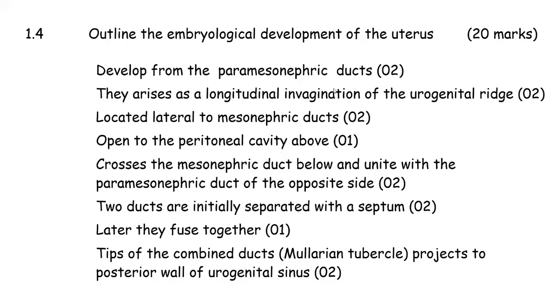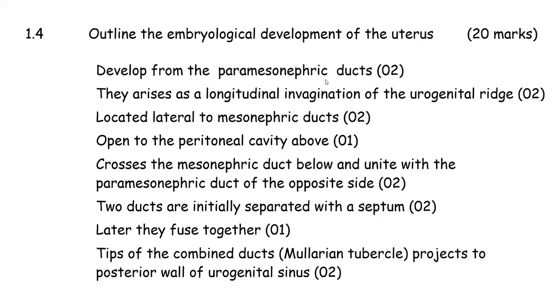Uterus develops from the paramesonephric ducts. And where do they originate? They originate as a longitudinal invagination of the urogenital ridge. The name urogenital ridge should be there, right? At least. And the fact that they are located lateral to the mesonephric ducts, right? You know that mesonephric ducts are male genital ducts and paramesonephric ducts are female ones, right? So they are located lateral to the mesonephric duct.